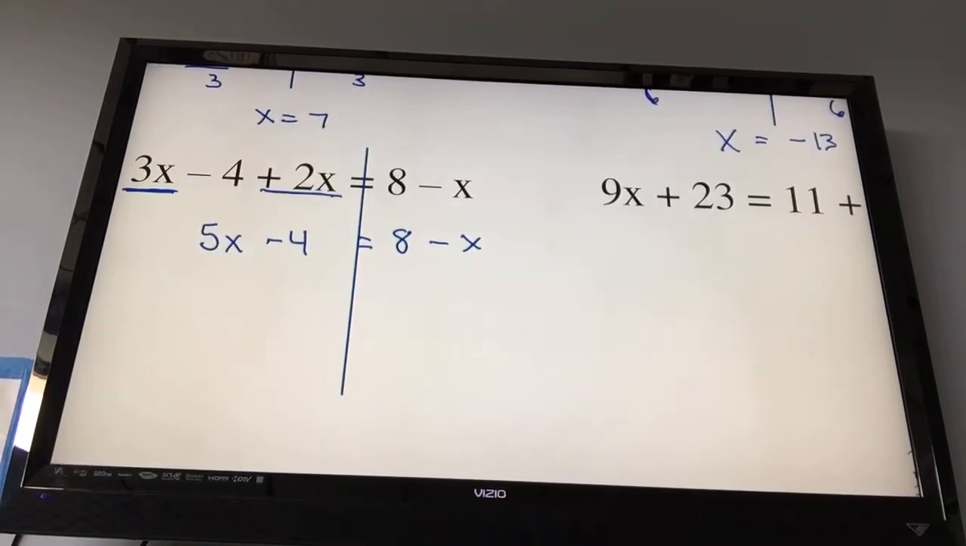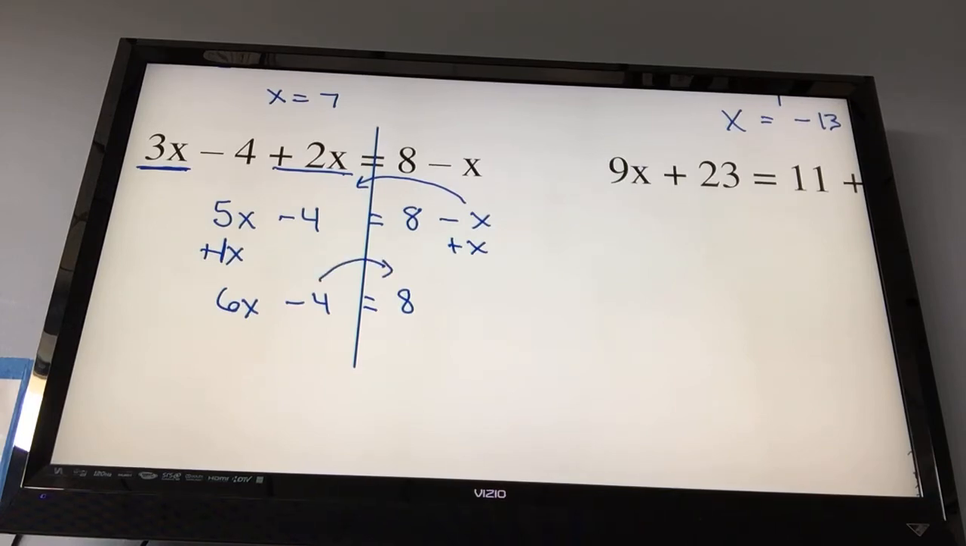Then I'm going to move. It says minus x. So what do I need to do? Plus x. If there's not a number in front, what's it understood to be? 1. So 5 and 1 is 6x. Minus 4 comes down. Equals comes down. 8 comes down.